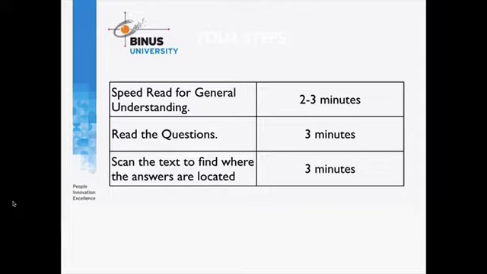In general, the questions are chronological, so that means that the early questions will usually be found in an early part of the text, and the questions at the end will usually be found at the end of the text. A lot of the time, you only need to read 1 paragraph to get the correct answer. You don't need to read the whole text.